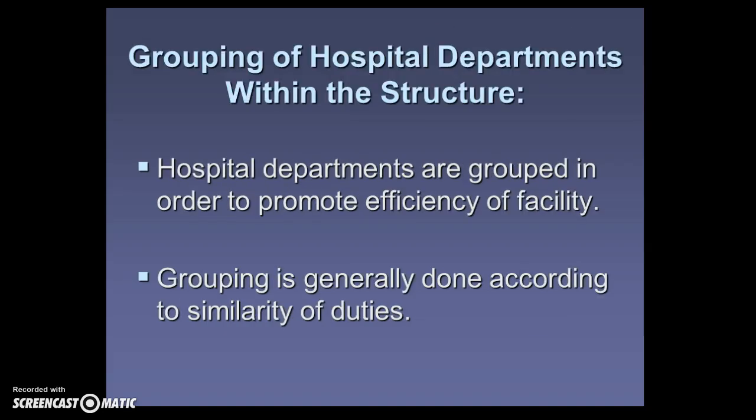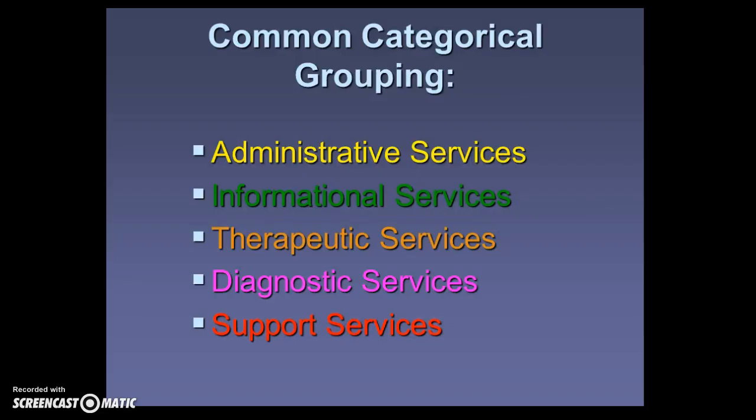Grouping of hospital departments within a structure. Hospital departments are grouped in order to promote efficiency of the facility. Grouping is generally done according to the similarity of duties. Common categorical grouping: you have your administrative services, informational services, therapeutic services, diagnostic services, and support services.